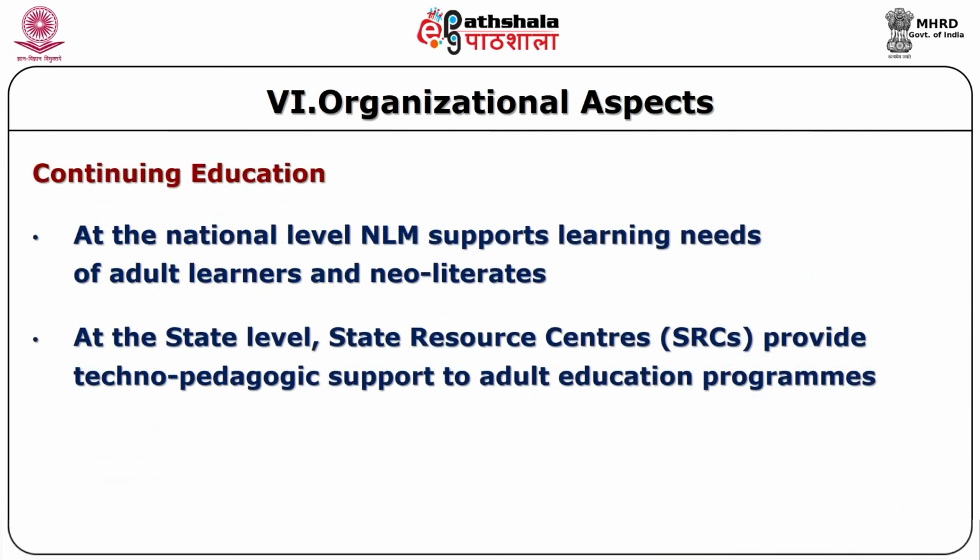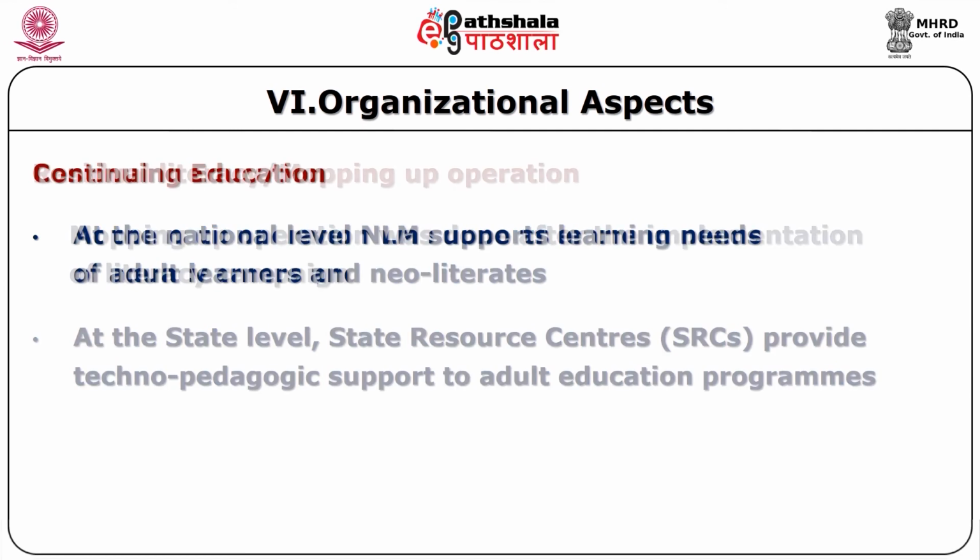As I mentioned earlier, National Literacy Mission Program had 3 programs: Total Literacy Campaign, Post-Literacy Program and Continuing Education. So in the Continuing Education Program at the national level, National Literacy Mission supported learning needs of adult learners and new literates. And at the state level, the State Resource Center provided teaching and pedagogic support to adult education programs, meaning the material required for ensuring that learners will not relapse into illiteracy was provided by SRC, but funded by Central Government of India. Many books for neo-literates were published in those days by State Literacy Mission in various states.